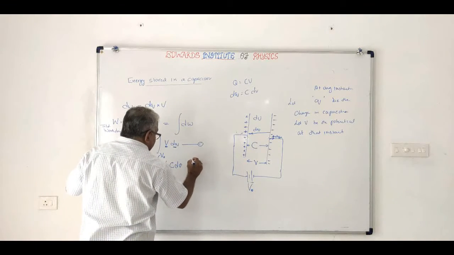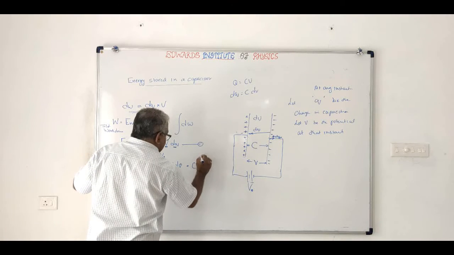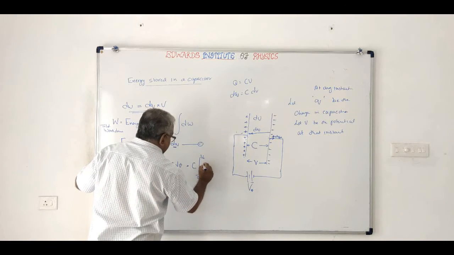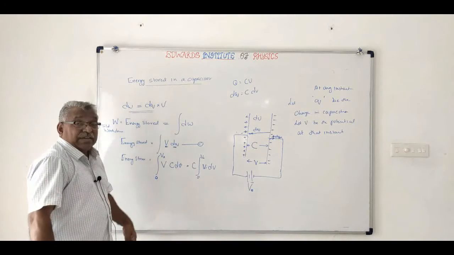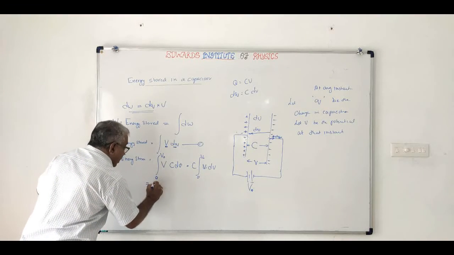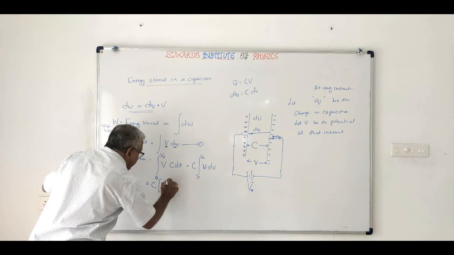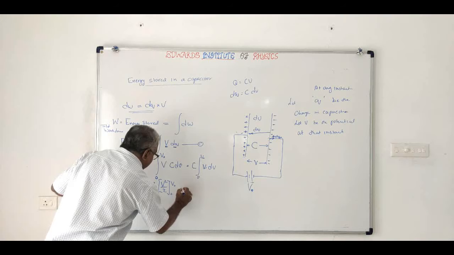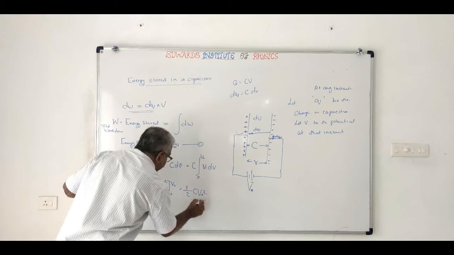Since C is a constant, you can take it out. C into integral 0 to V0 V dV. And what is integral of V dV? It is V square by 2. So this will become C into V square by 2, limit 0 to V0, and that will be equal to half C V0 square.